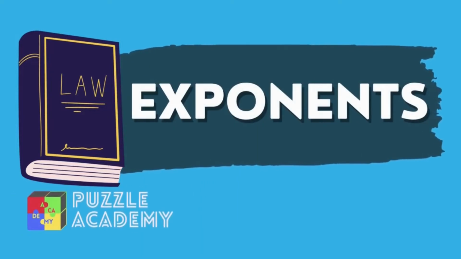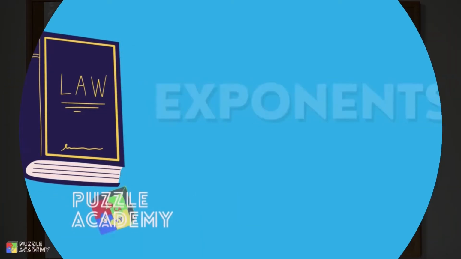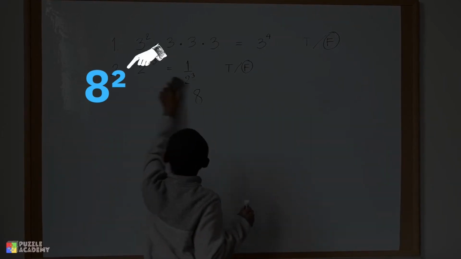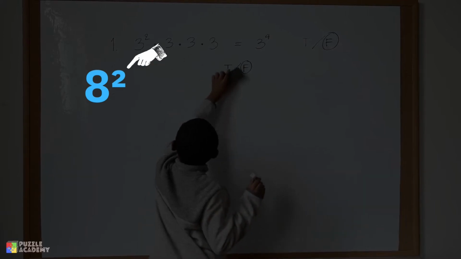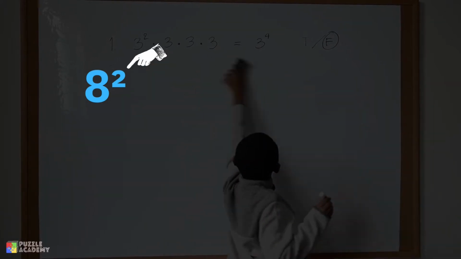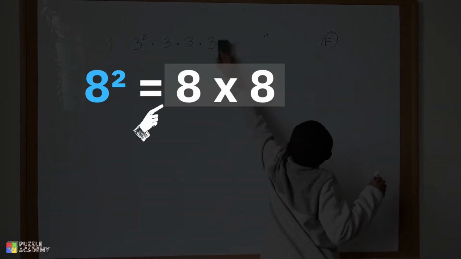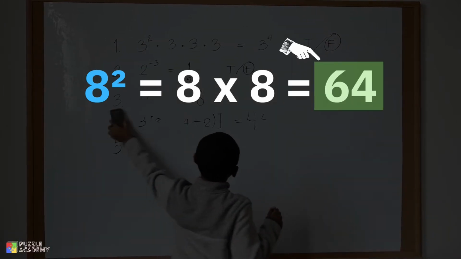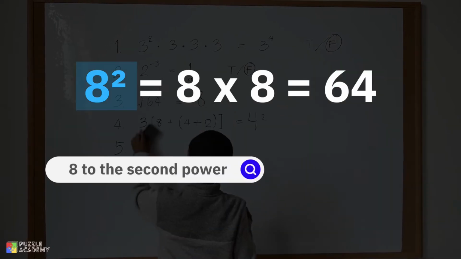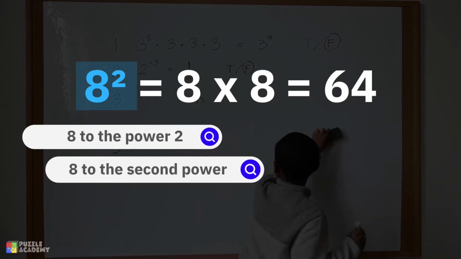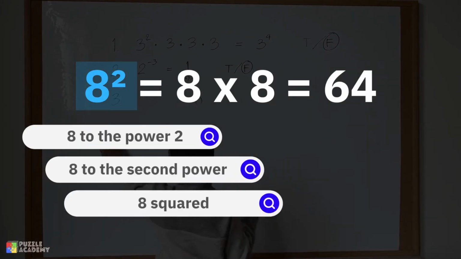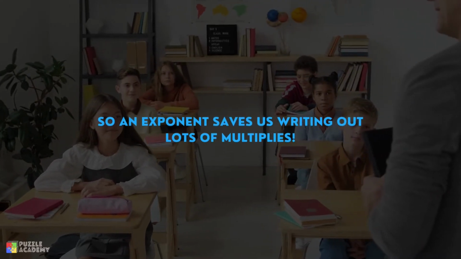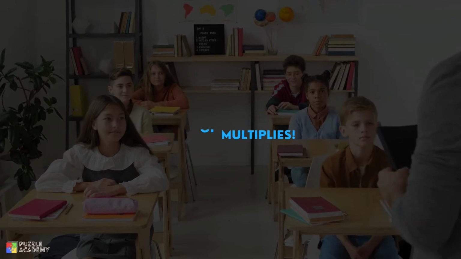Exponents are also called powers or indices. The exponent of a number says how many times to use the number in a multiplication. In this example, 8 squared is equal to 8 times 8, and that is equal to 64. In words, 8 squared could be called 8 to the second power, 8 to the power of 2, or simply 8 squared. So, an exponent saves us writing out lots of multiplies.